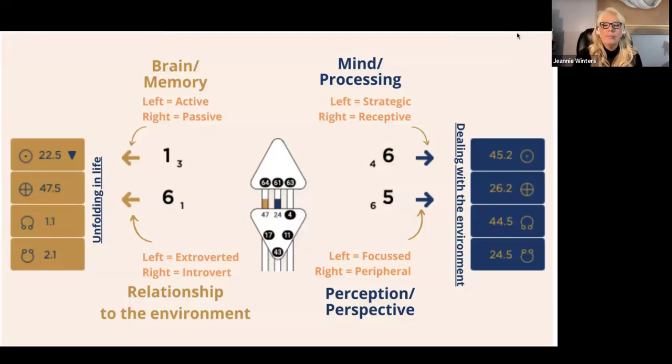It breaks down what the arrow is, because this is considered the brain or the memory. If the arrow is pointing in the left direction, it's considered active. If the upper left one is pointing right, it means you have a passive brain.